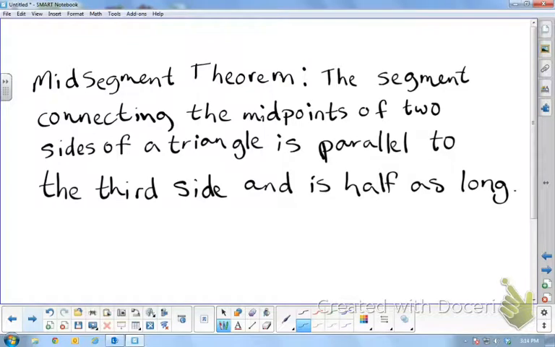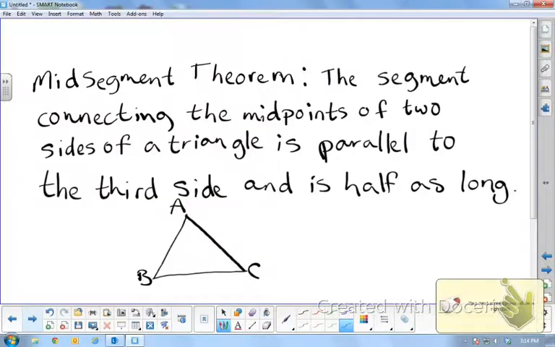So let's draw a triangle and see what we mean by this. Okay, here's my triangle. Let's label it ABC. We use quite a bit to label our triangles. And we want to pick the midpoint of two sides, any two sides. So I'm going to pick the midpoint of AC, halfway between A and C.